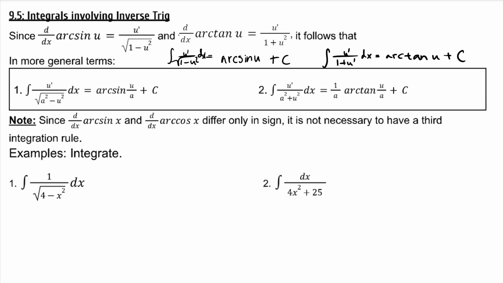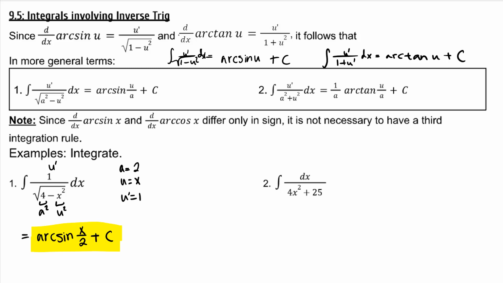To integrate number 1, it looks like it might be arcsine, but let's make sure we have all the components we need. This would be a squared. This would need to be u squared, making a 2 and u x. So u prime is 1. Do we have u prime in the numerator? Yes, we do. So our integral is arcsine of x over 2 plus c.